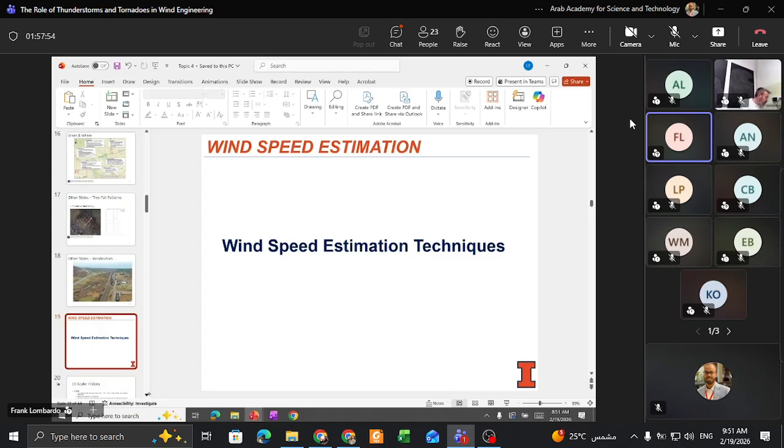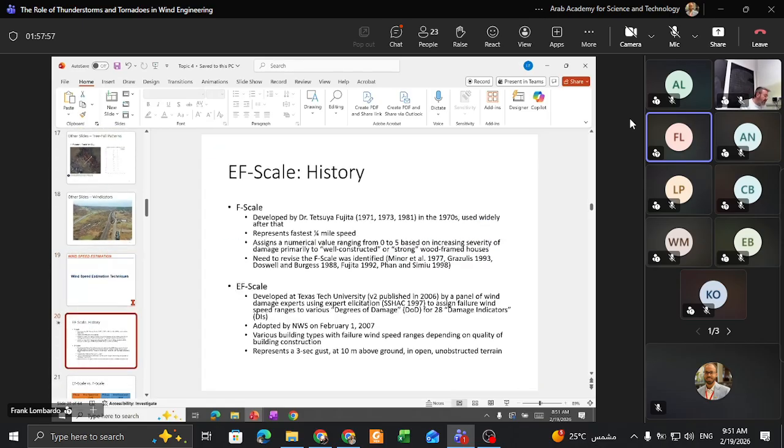Okay, so we'll start with the basic one. We don't have to go into depth here because we talked about this already. So the first one is the obvious one. That's the EF scale. If you look at the history, Fujita started this scale going back in the 70s. Okay, this was updated to the EF scale around 2007. The EF scale is just an extension of the F scale. The EF scale added things like degrees of damage and damage indicators. So it's easier in theory to go out and rate a tornado.